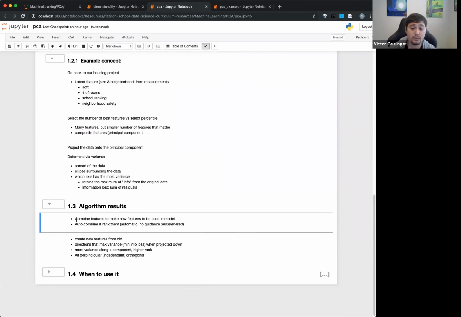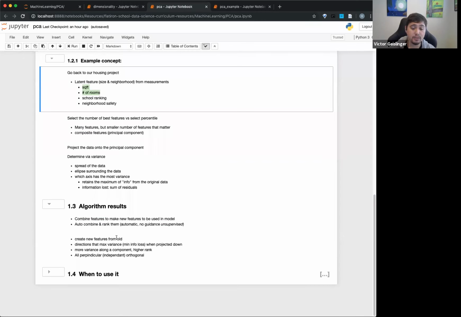What's cool about this algorithm overall is that it's unsupervised, which means you don't need to tell it how to draw the axes. It will determine what the axis is. Note that I said the square footage and number of rooms create the size axis. It's probably not going to create an axis that is meaningful in a human way, but it's going to be the thing that's most optimal for describing that data.